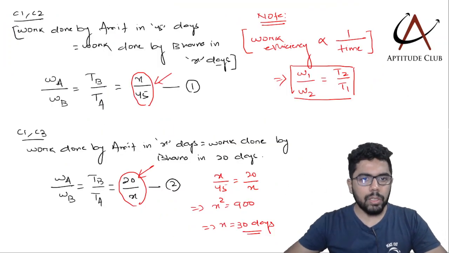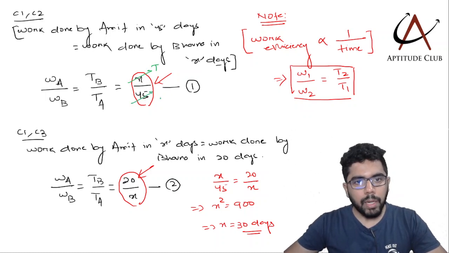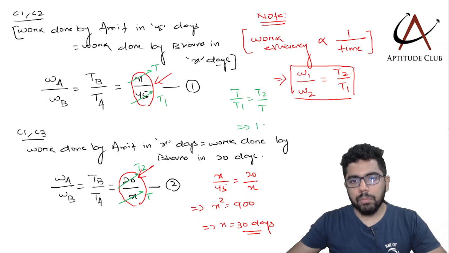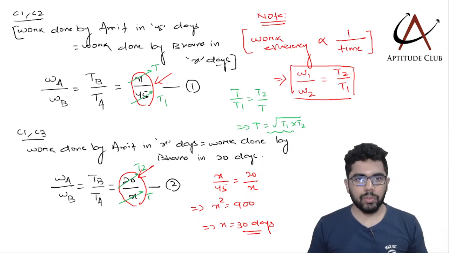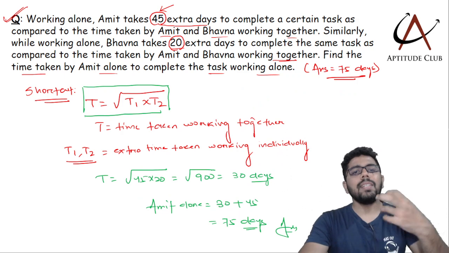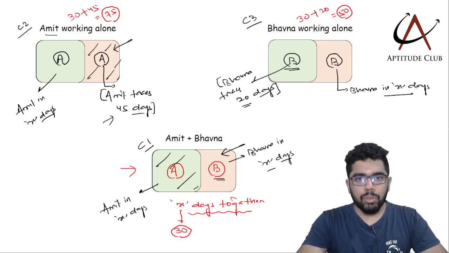So this is the formula. If I draw parallels, this is T by T1 and this is T2 by T. So I can write it this way: T by T1 is equal to T2 by T, or from this I can get T is equal to square root of T1 into T2, and that is how this is derived. So first I derived the formula. Once you understand the derivation, you can directly use it the next time you see a similar question. So hope this question is clear.